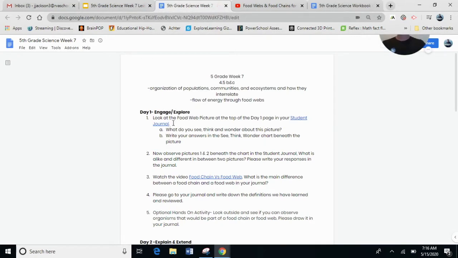First, log on or look at the food web, the picture on the top of your student journal. So let's just hop right on. Well, let's walk through everything. What do you see? Think and wonder. Then write your answers in the see, think, and wonder chart beneath the picture. Then observe the pictures. How are they alike? How are they different? Please write your responses in the journal.